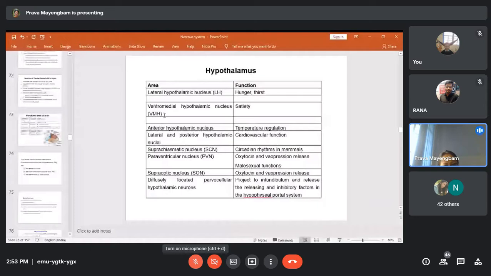Lateral hypothalamic nucleus. So this is associated with hunger and thirst. Ventromedial hypothalamic nucleus is associated with satiety. These 2 points you correct in the notes.